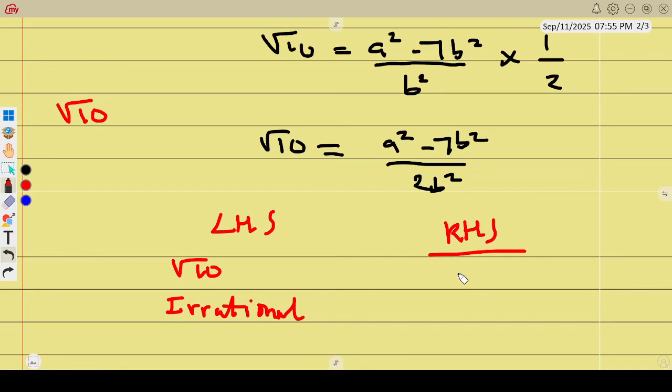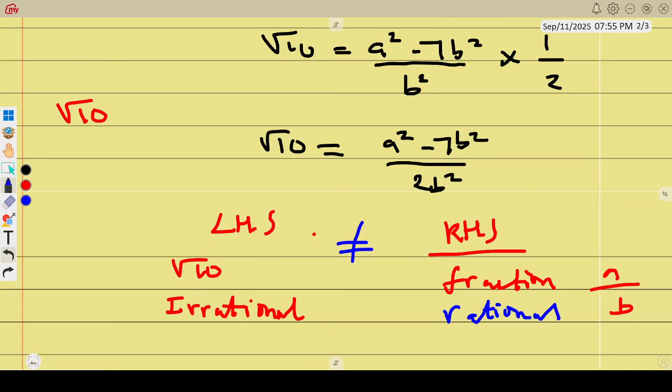Okay, and then what about the right hand side? On the right hand side we have a fraction which is a over b. So on the left hand side you can see that we have an irrational number which is root 10. But on the right hand side we have a fraction. Remember, a fraction is rational. So therefore this is a contradiction because the left hand side is not equal to the right hand side.